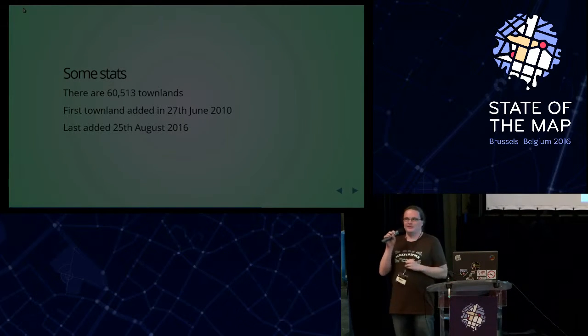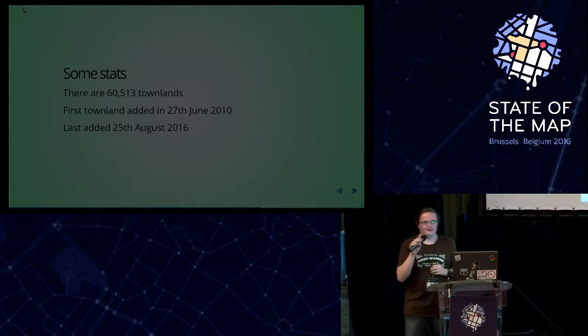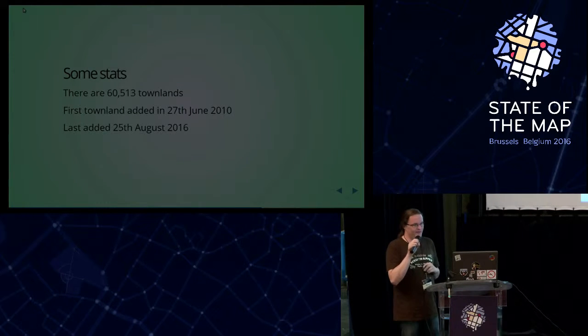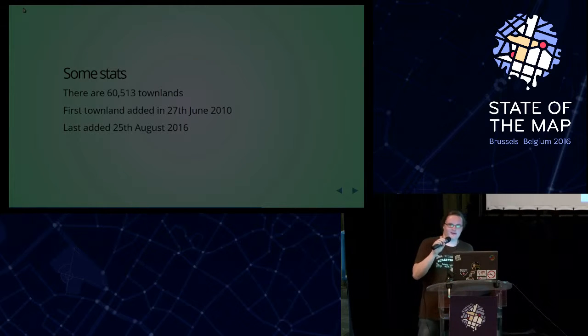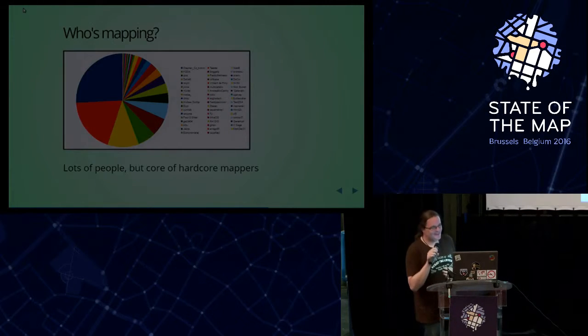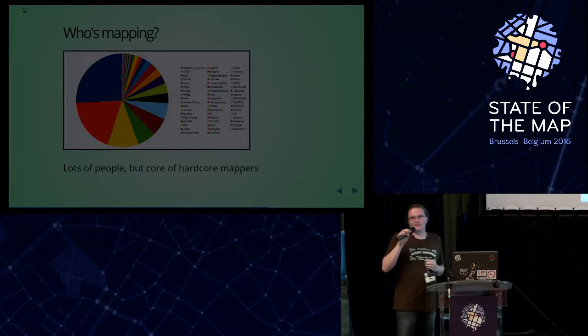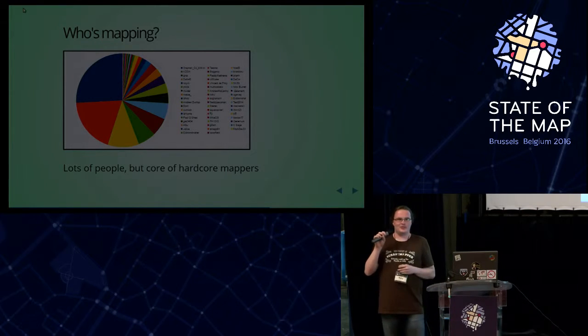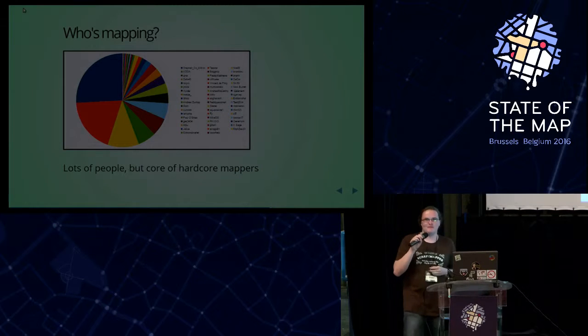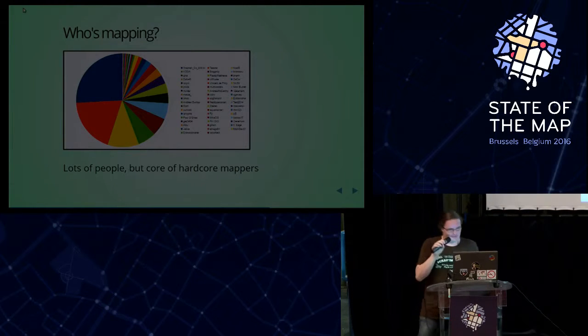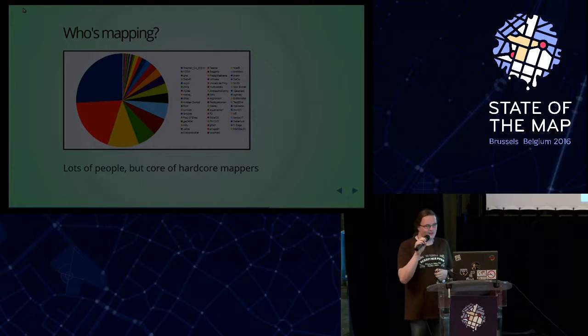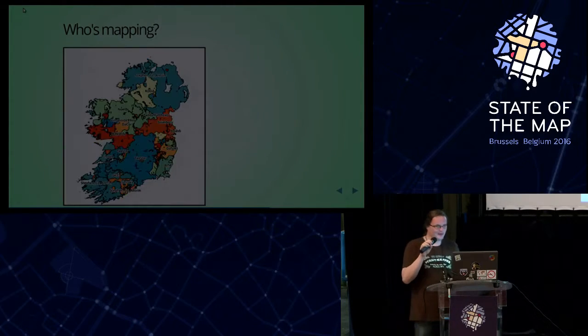We started many years ago, and there are lots of them. There's about 60,000. The earliest currently existing townland was from June 2010. I think Dermot might have added one earlier, but yeah, so 6 years. This is who mapped them. The area is how much each person has mapped. It's a bit unequal. So we have like 50% from the top three mappers. As I said, some people really came out of the woodwork and really just started mapping.